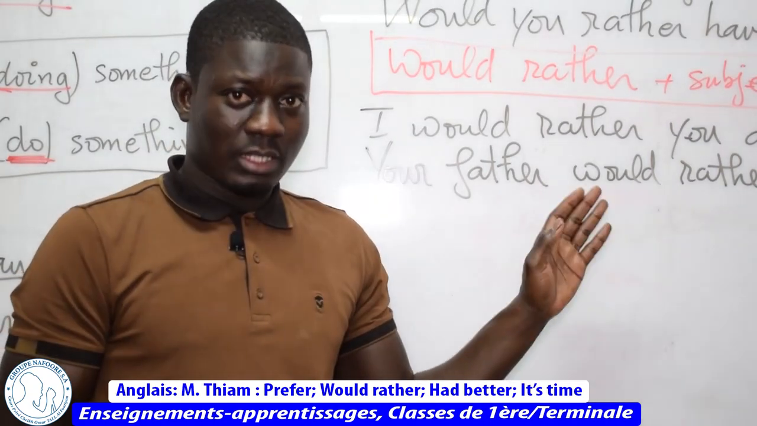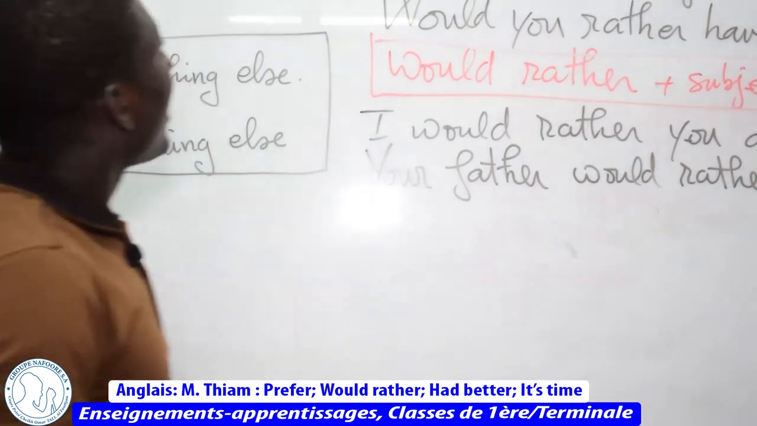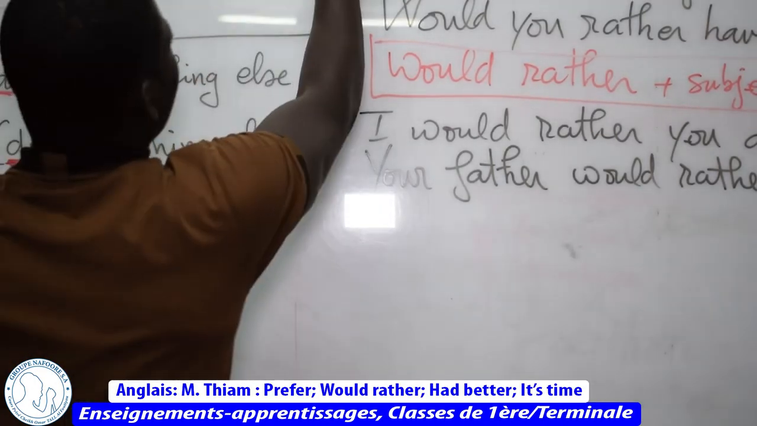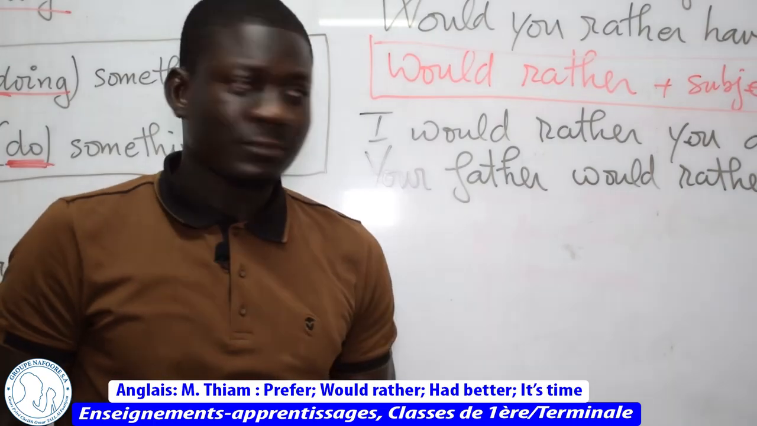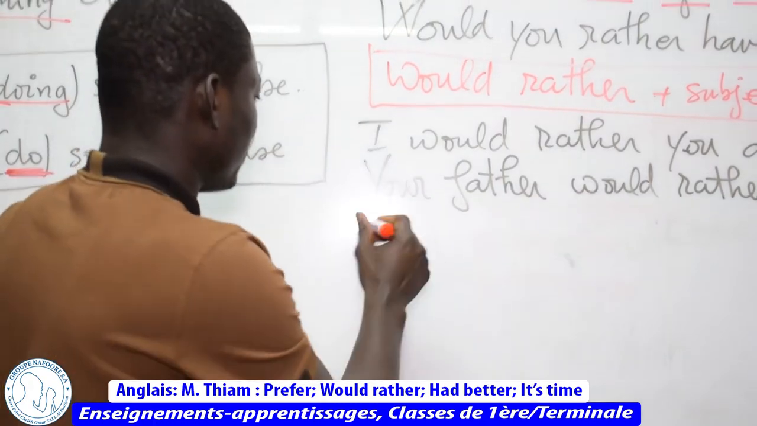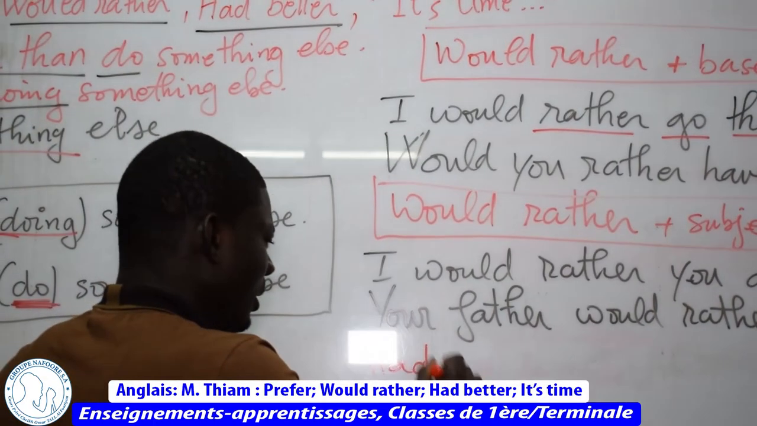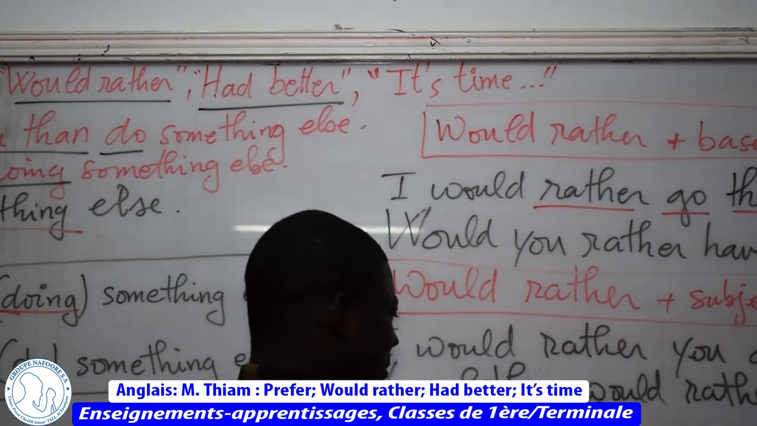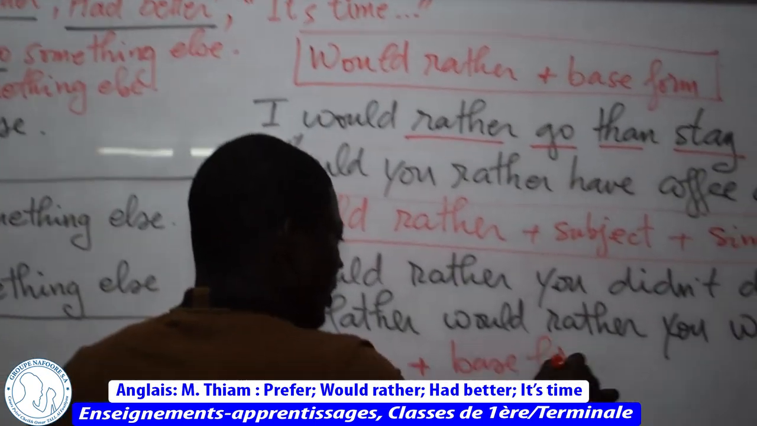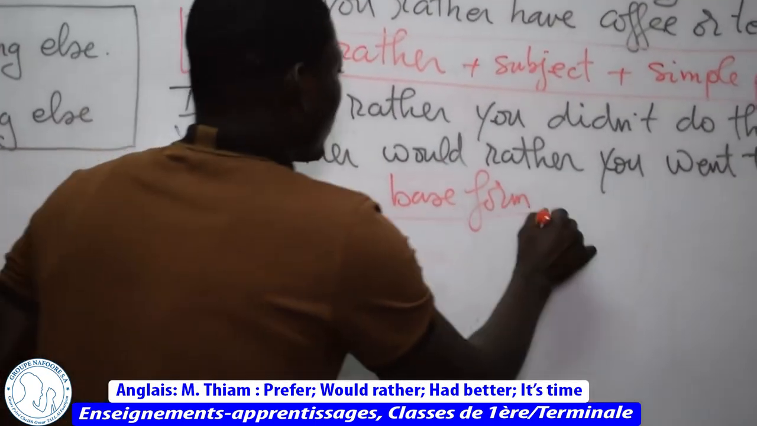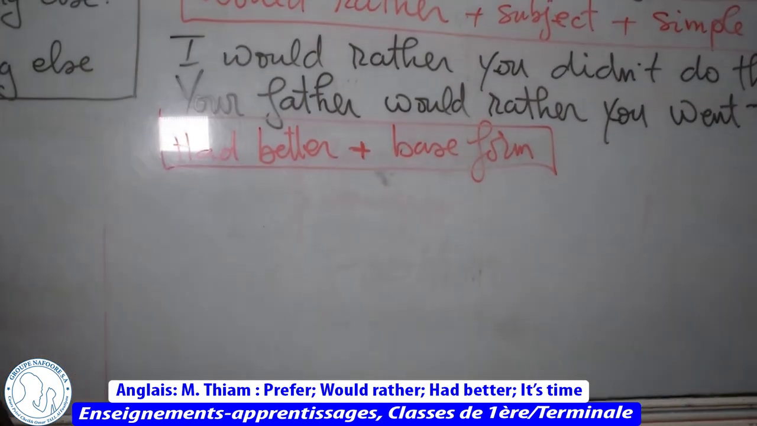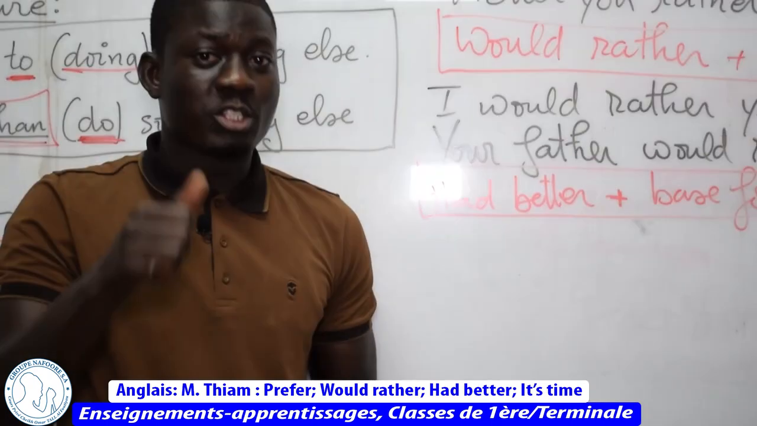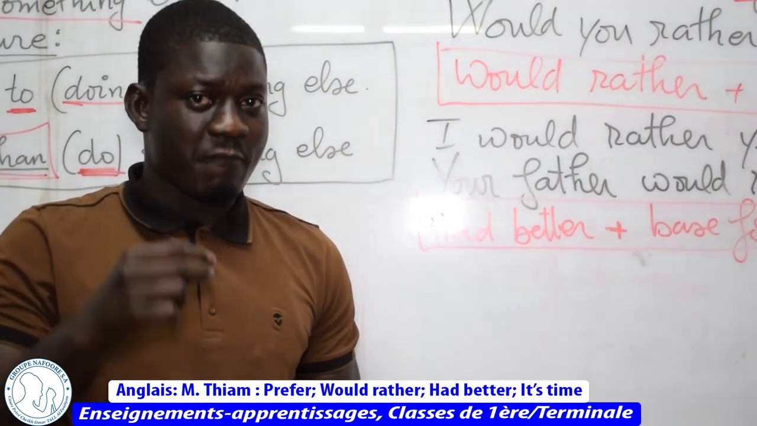As simple as that. Okay? Now, after that, let's tackle the expression "had better". This is the structure of "had better": it is always followed by the base form. Had better plus base form. No changes. It's always used with the base form of the verb.